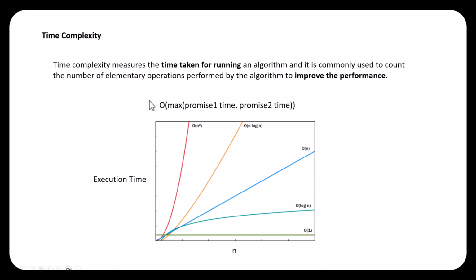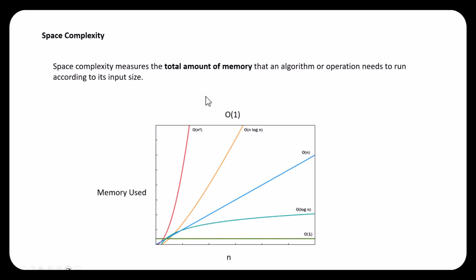So the time complexity of this is based on promise 1 and promise 2 time. Because those vary, we have to take the max of that value. And then space complexity is O of 1. We're not doing any calculations that are going to increase the amount of space we need. And that's pretty much it.